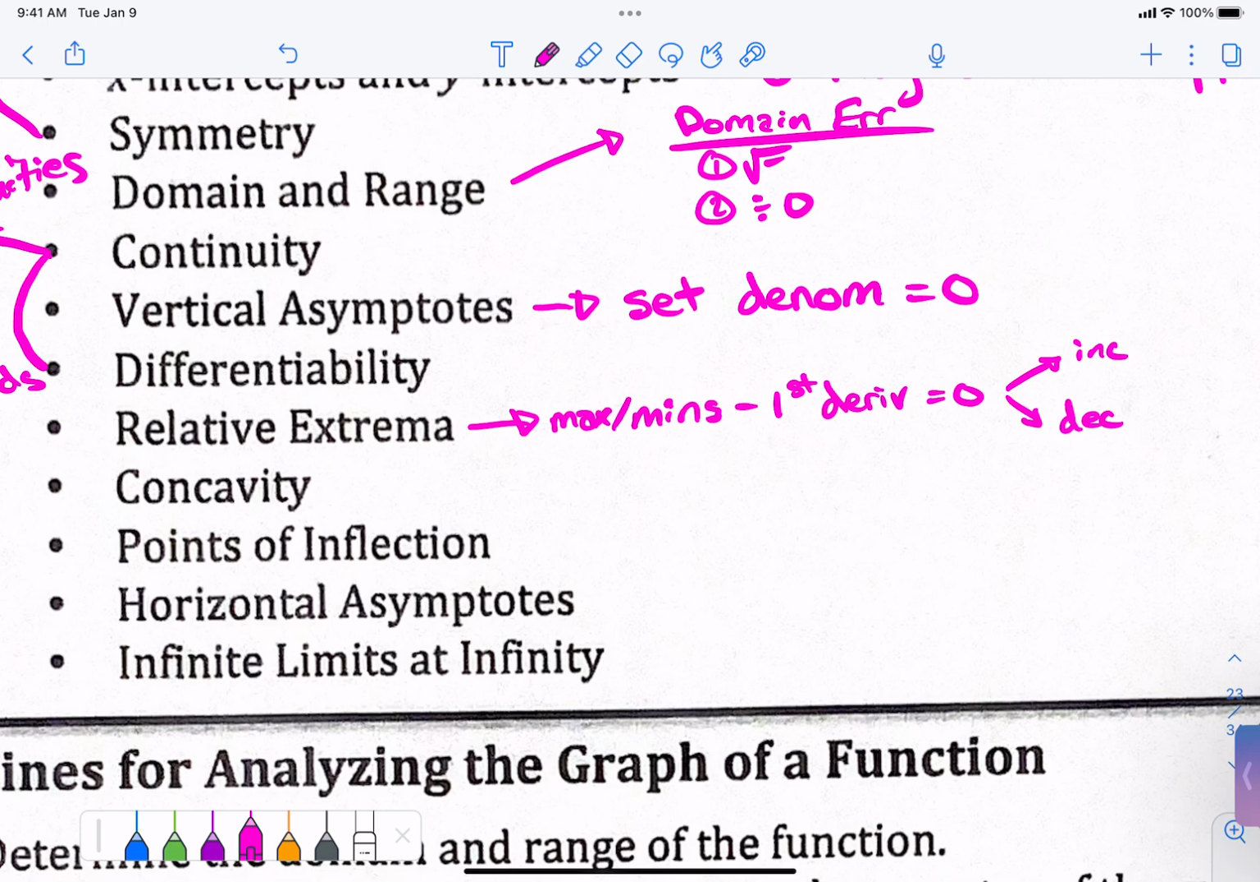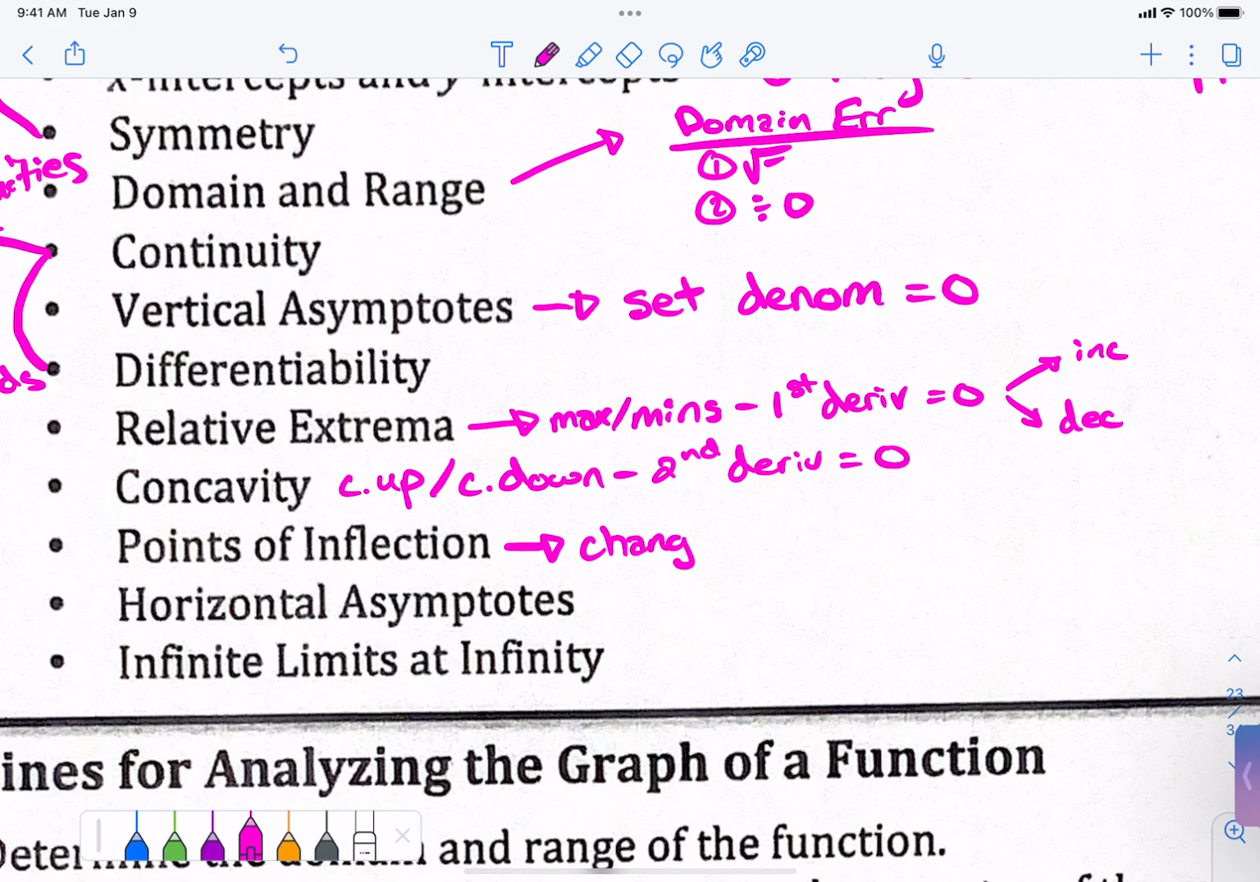Concavity. Were we talking about concave up and concave down? Second derivative. Yep. Concave up, concave down. We do the second derivative, second derivative equal to 0. And then points of inflection are where he changes concavity. Okay, so all those things are kind of related to what we just did in the last couple sections. Okay, he changes concavity there.